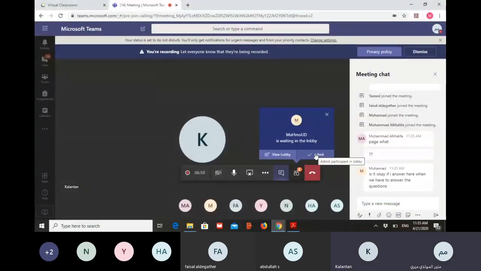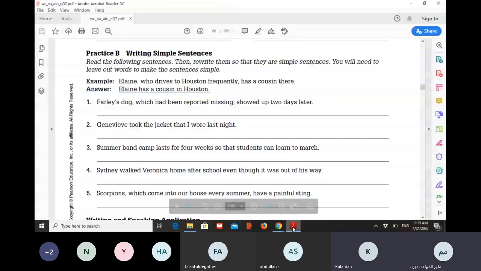Example: Elaine, who drives to Houston frequently, has a cousin there. Elaine has a cousin in Houston. Excellent. So here we removed who drives to Houston frequently. This is a subordinate clause, and it starts with a relative pronoun who, which makes the sentence a complex one. The sentence became simple. We have only one main clause. Elaine has a cousin in Houston, and that's all.